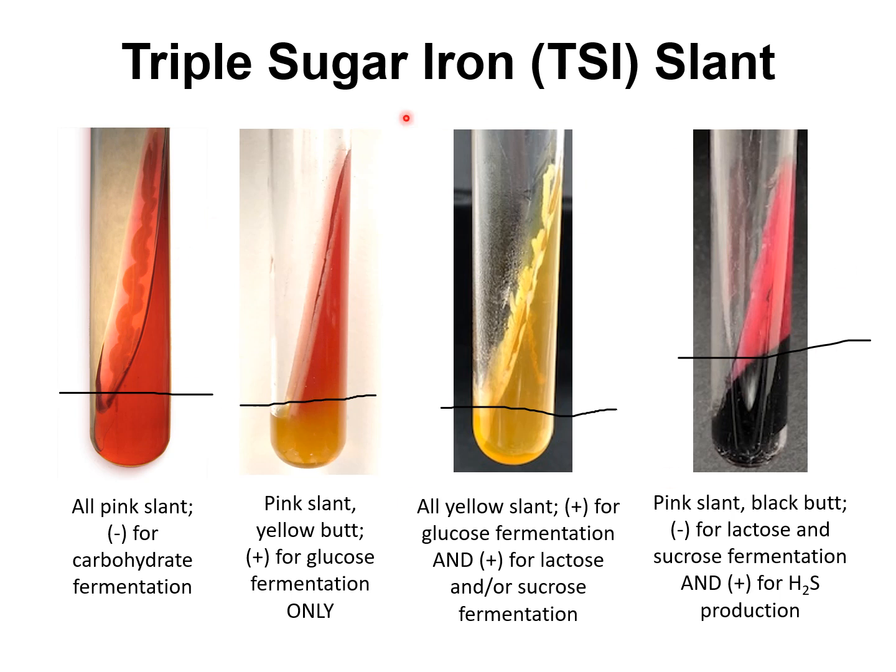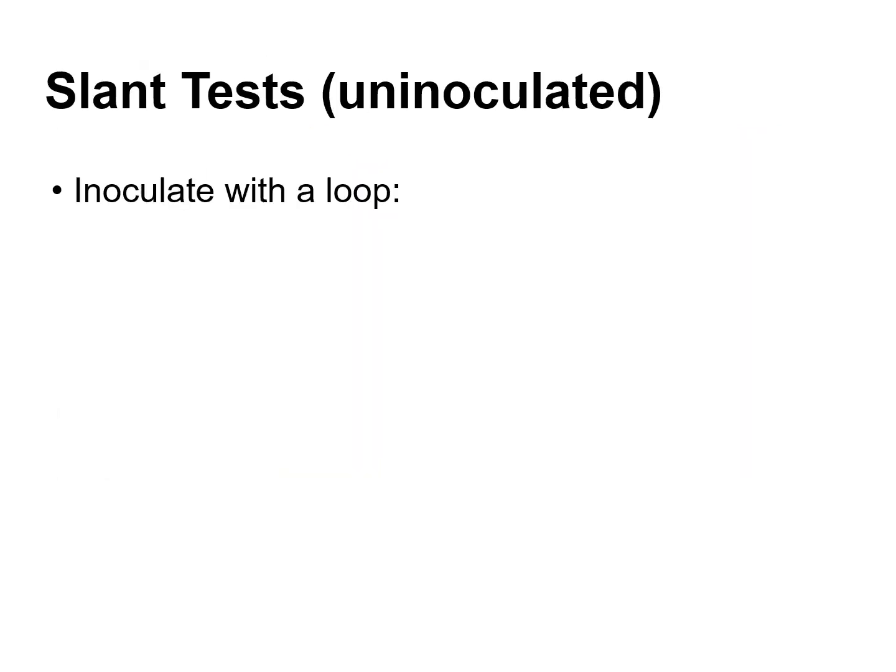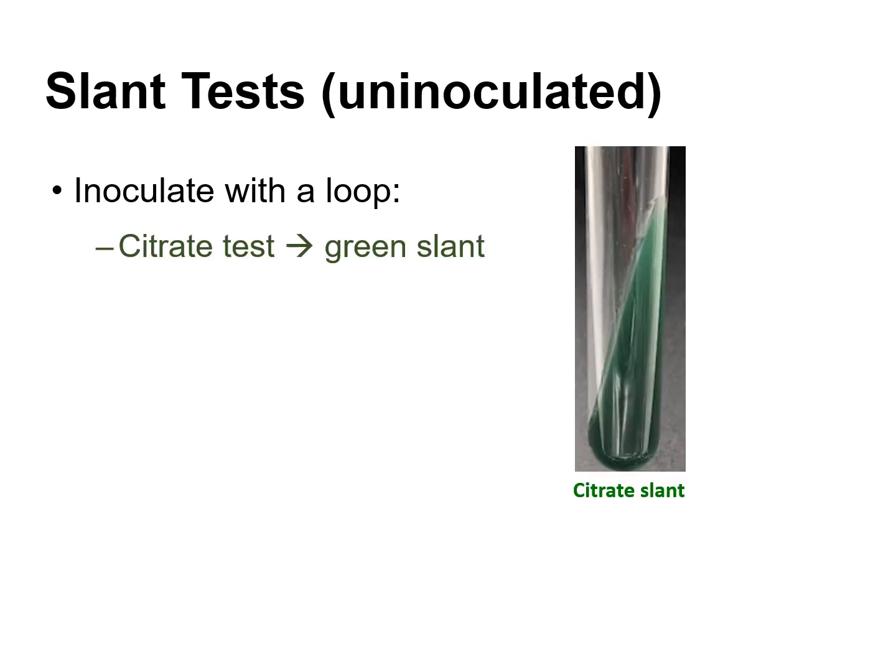So again, if you're given images of the TSI, you have to first of all identify that this is a TSI test. And then, of course, you're going to have to interpret the results and explain what they mean. And so for the slant test, as I said, we usually use a loop, right? And for the TSI, we use the loop and the needle. Okay, now there's another slant test, and this one we just use a loop to go ahead and inoculate.